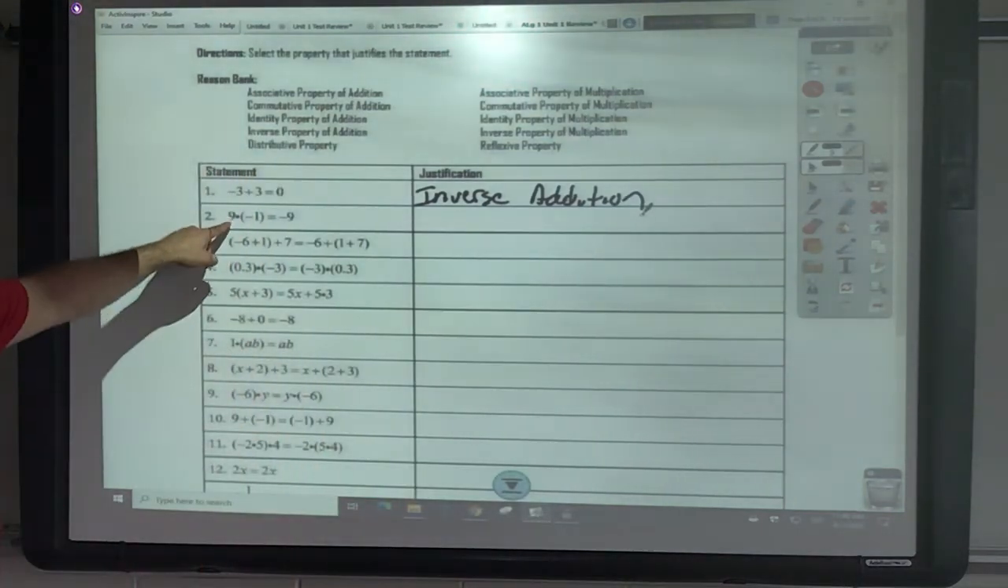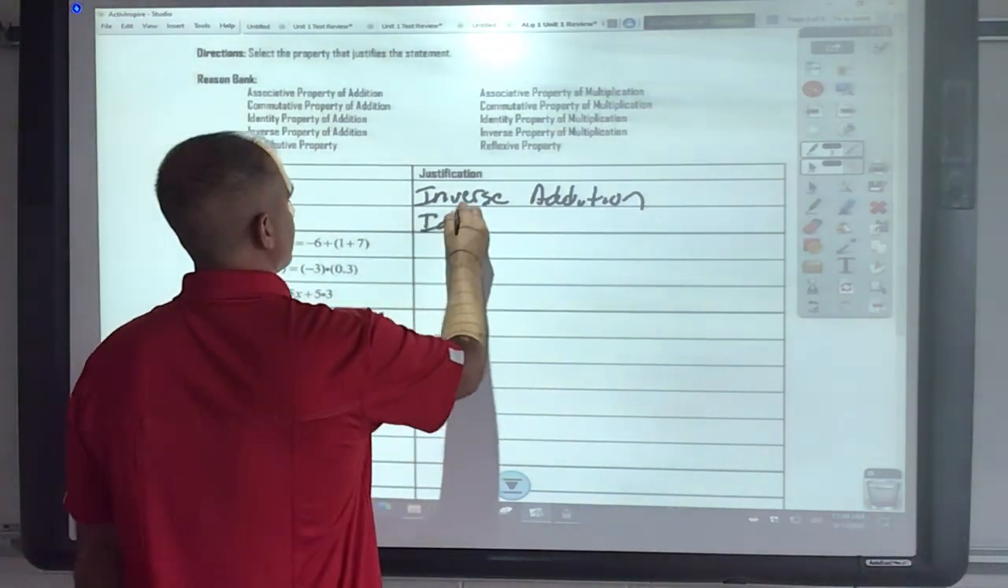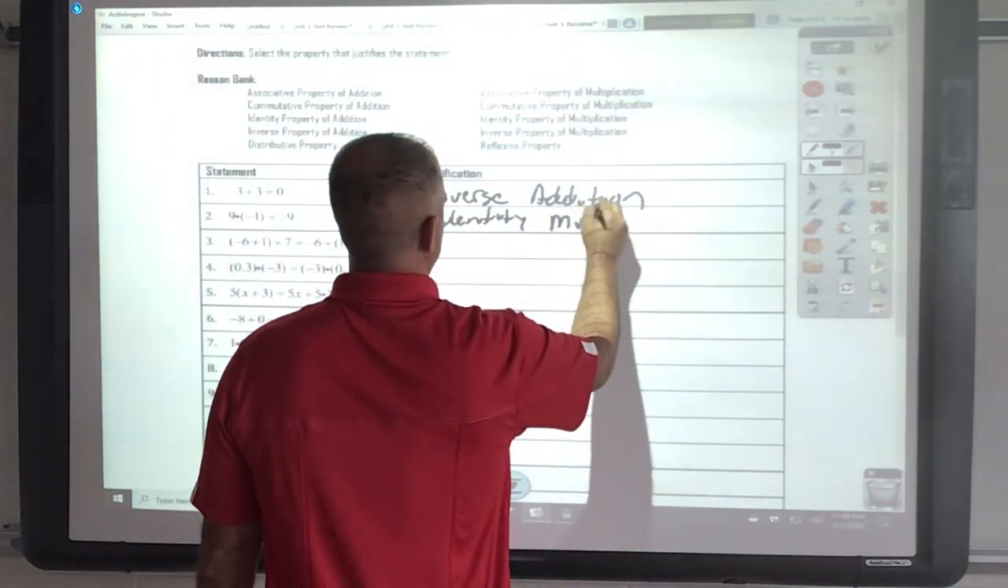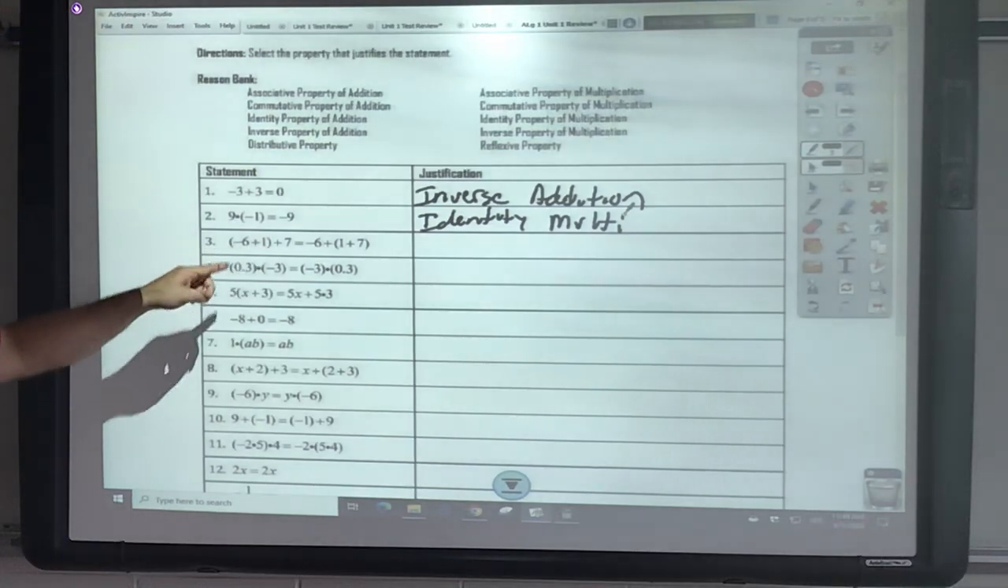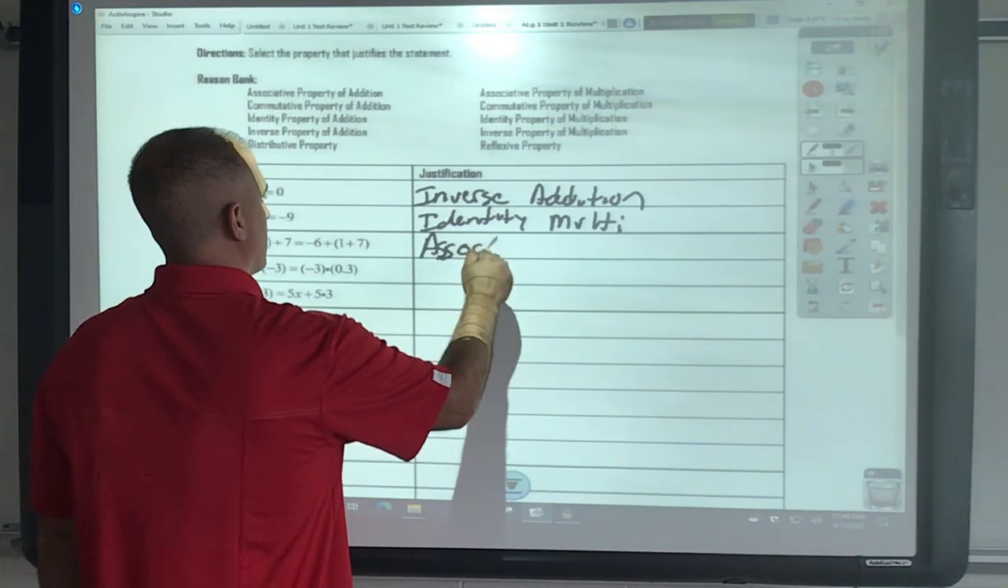Okay? This one is being multiplied, okay, all right, by negative 1, okay, which I believe that would be the identity property of multiplication, okay? All right? So this is identity of multiplication. Okay, this one, as you notice, the parentheses move around. So this will be associative addition.